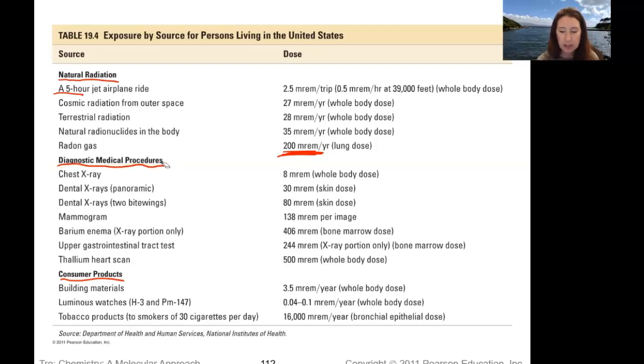Okay, now if we look at medical procedures, here's x-rays. You can see about a little bit more than a plane ride. Dental x-rays are a little bit more.